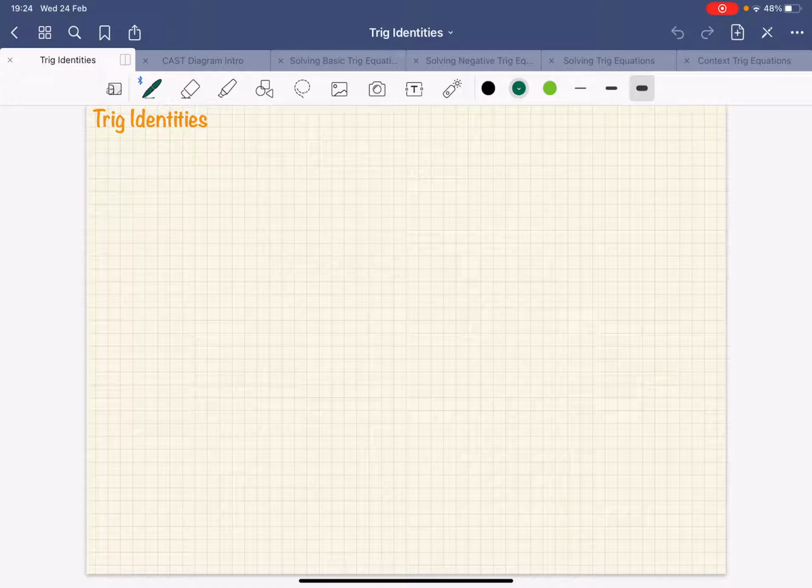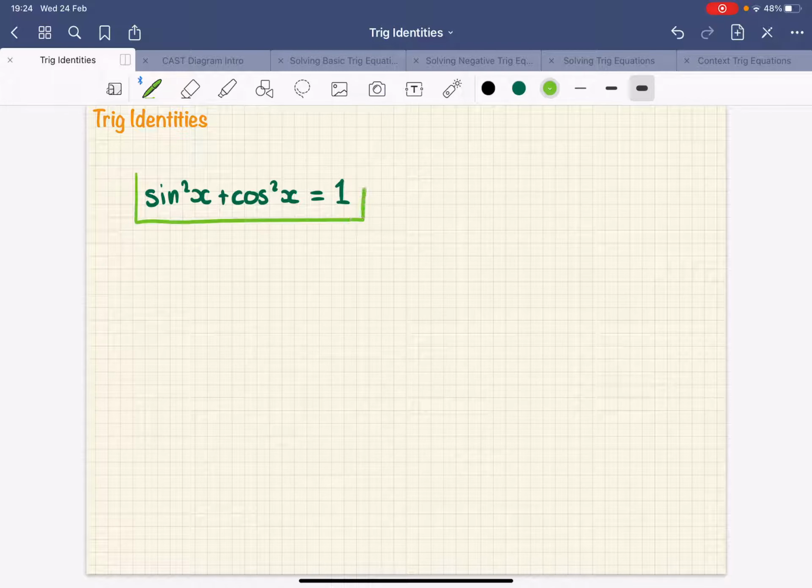So our first trig identity is if we have sine squared x plus cos squared x, that is always equal to 1. So whenever I have sine squared x plus cos squared x, that is always equal to 1.